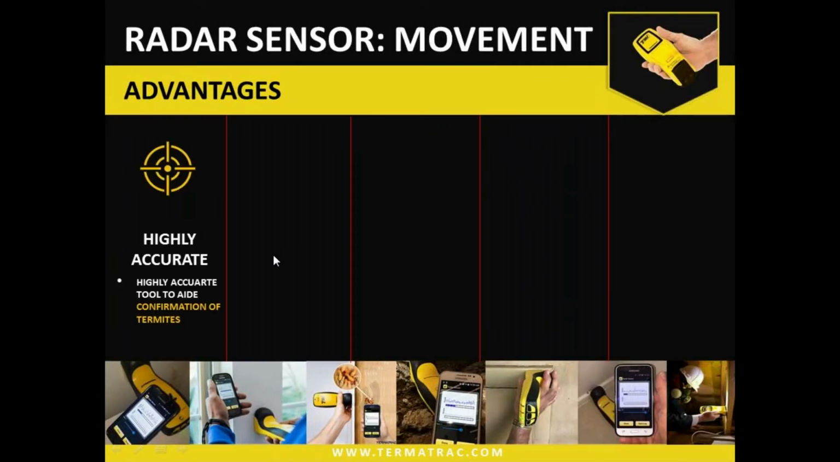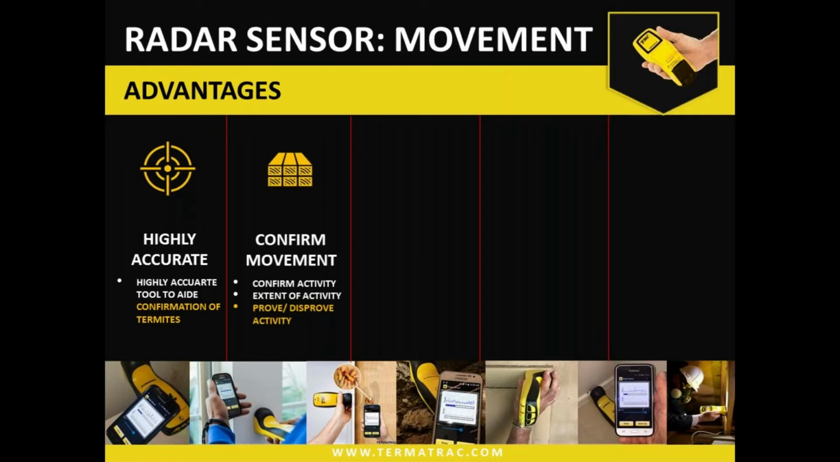So the radar sensor, I mentioned earlier, it's a microwave emission device, and we need to err on the side of caution with that. Now, the advantage of that radar sensor is it is a highly accurate tool. So it is going to aid in confirmation of termites or other moving insects, depending on what we're doing at the moment. Confirming the activity or the extent of activity, or proving or disproving there is any activity in an area.